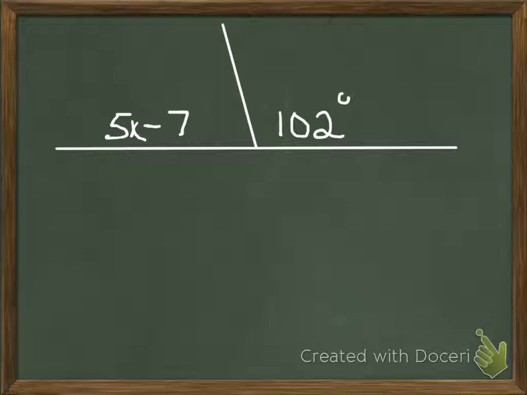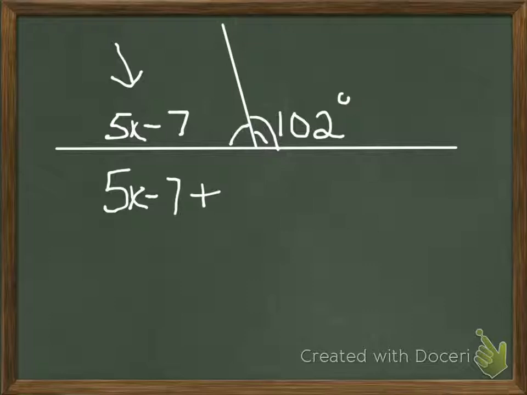Alright, so now we're moving up just a little bit here, because now over here we see it's 5x minus 7. Same idea, alright? This is still considered your angle A. This is still considered your angle B. A plus B equals 180. So angle A over here, 5x minus 7, plus angle B over here, 102, and it equals 180.